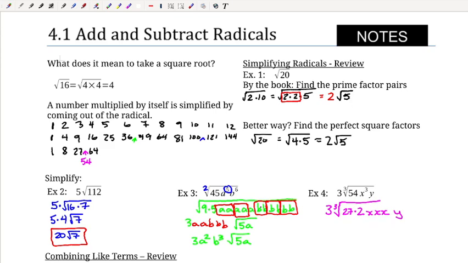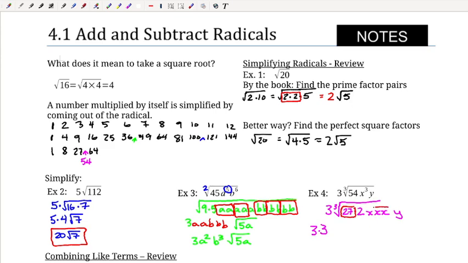So this time I'm looking for what times itself times itself. I need 3 of them together in order to get them outside. So 27 is 3 times 3 times 3. That's what gets the power to come outside. So I've got this first 3 outside already, times 27. The cube root of 27 is another 3. So that's going to come outside.